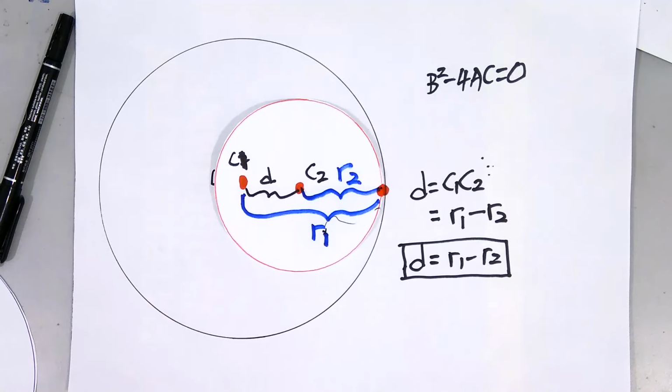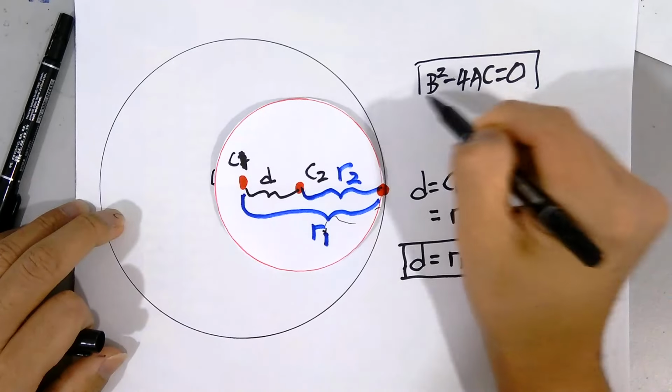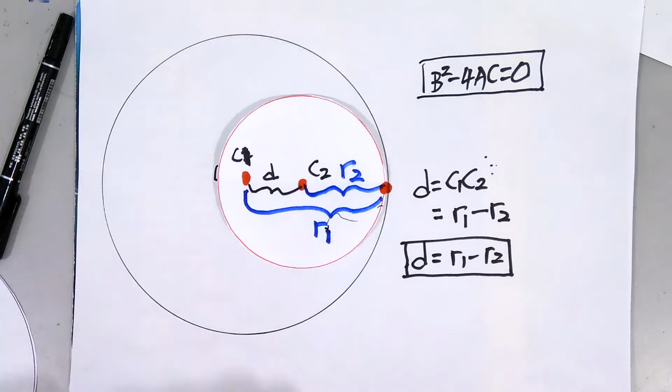All right, that's all for the circles that belong to the case of B square minus 4AC equals 0, if you want to do further investigation. That's all for this video.